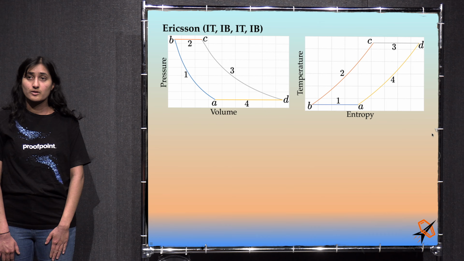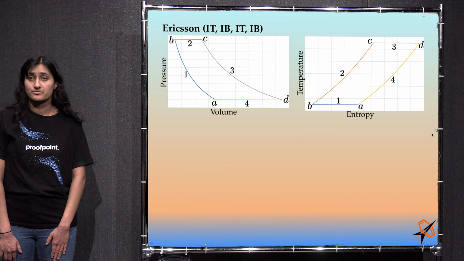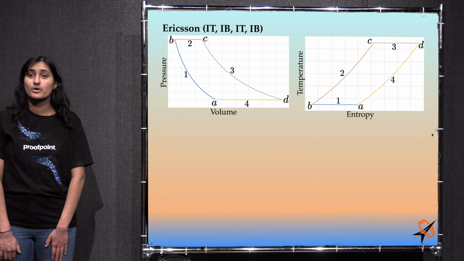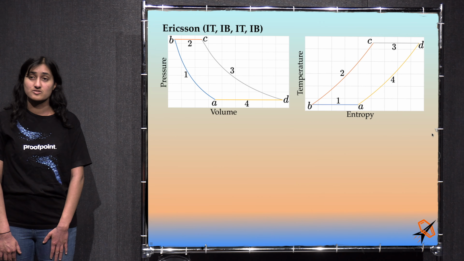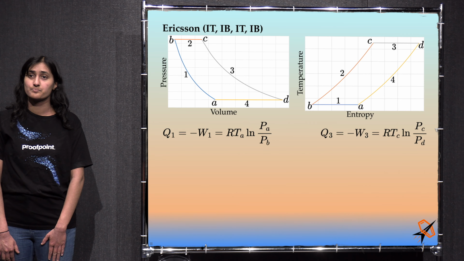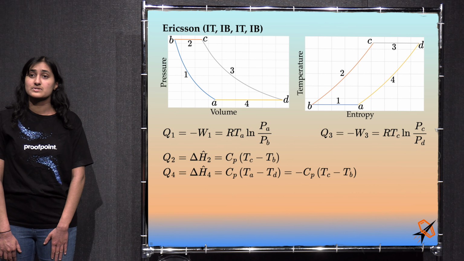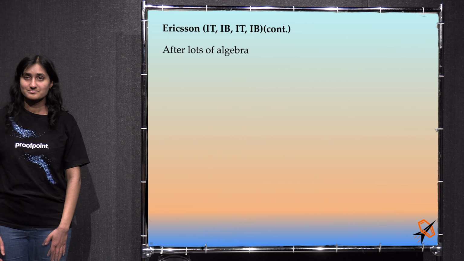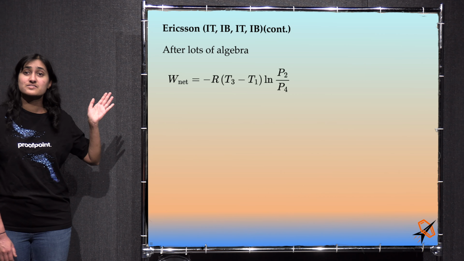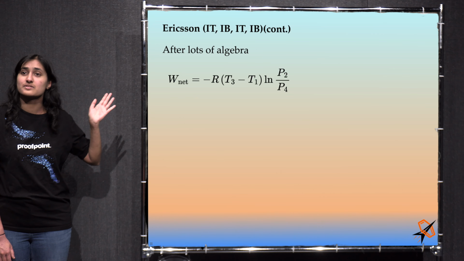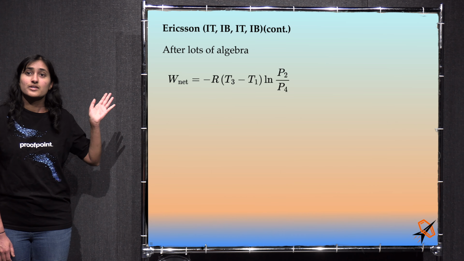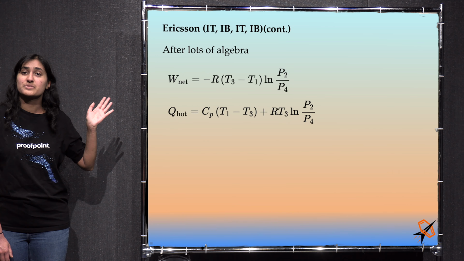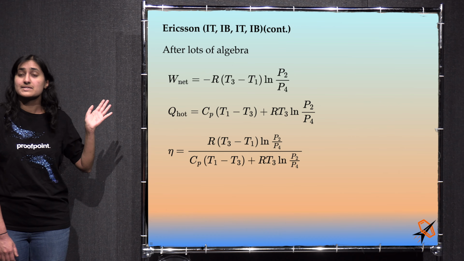Because there are no isentropic or isochoric steps, heat and work must be accounted for in each step. For isothermal steps, delta U and delta H are 0, so the work and heat are equal but opposite and calculated as RT times the log of the pressure ratio. For the isobaric steps, the heat transferred is C sub P delta T, and the work is P delta V hat. After much algebra, the net work is minus R (T3 minus T1) times the log of P2 over P4. Q hot is Cp (T1 minus T3) plus R T3 log of P2 over P4. The efficiency is as given.